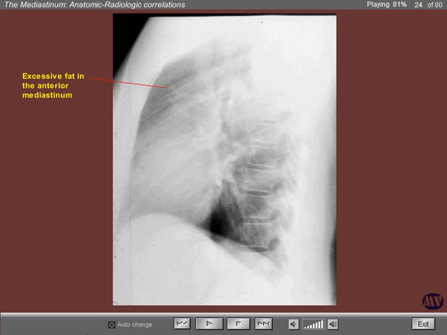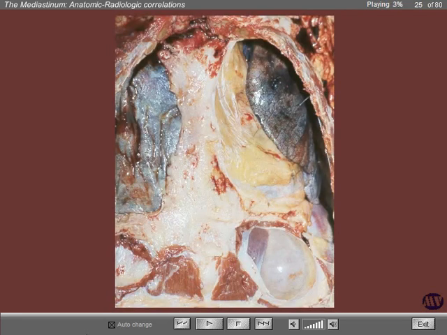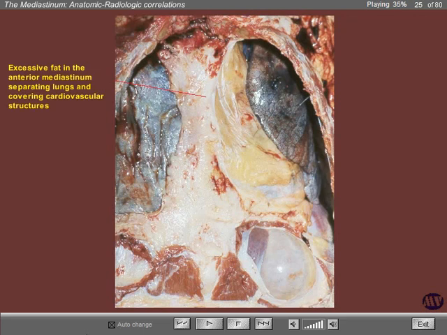We can also see abundance of fat in patients with Cushing's syndrome or Cushing disease, and in general in patients with exogenous obesity. This is an anatomical specimen of a very obese individual. After removal of the sternum, one can observe the presence of fat, and it is so abundant that it not only separates the two lungs, but it prevents us from seeing the anterior cardiovascular structure. So we would have to dissect through this fat to be able to see distinctly the parietal pericardium.